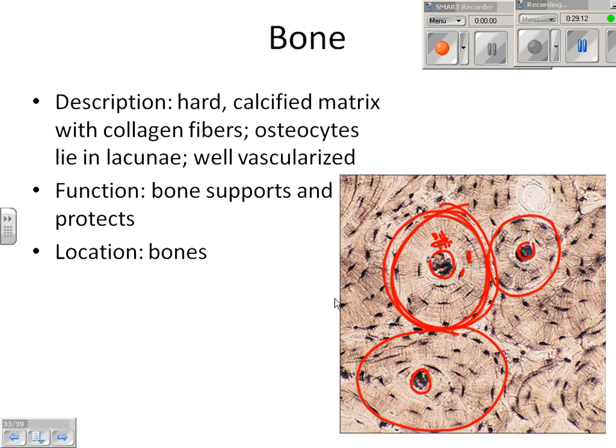So that's basically the best identifier of bone. You see, or this is compact bone. If you see little tree trunks, you know you're dealing with the type of connective tissue known as bone.